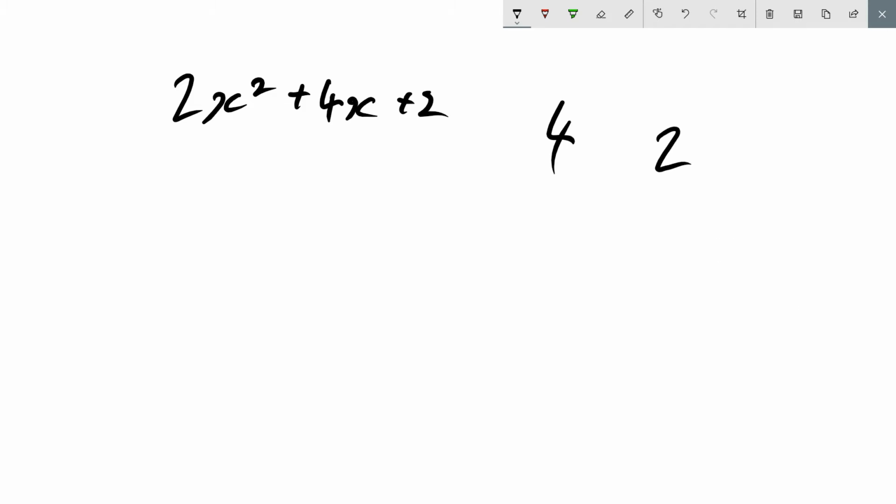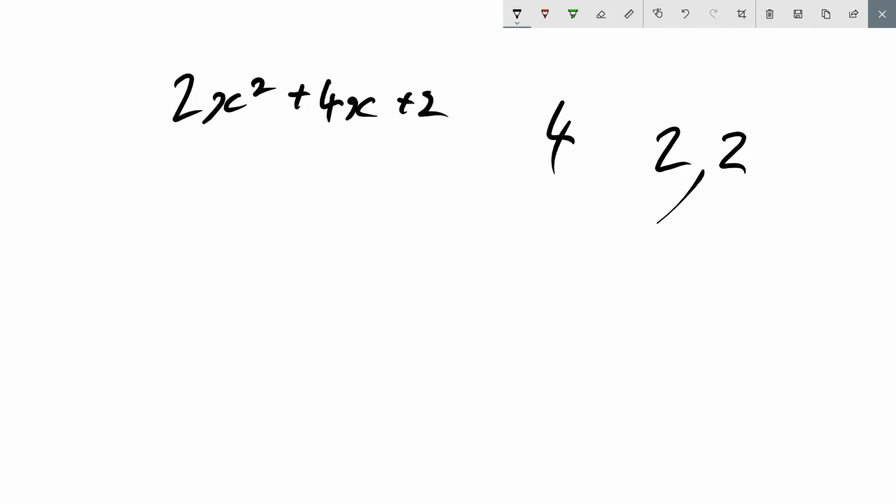Okay, so let's try another example. 2x squared plus 4x plus 2. So a times c is 4. So factors of 4 that add up to 4, that's going to be 2 and 2. I now need to halve both of these because the a value is 2.